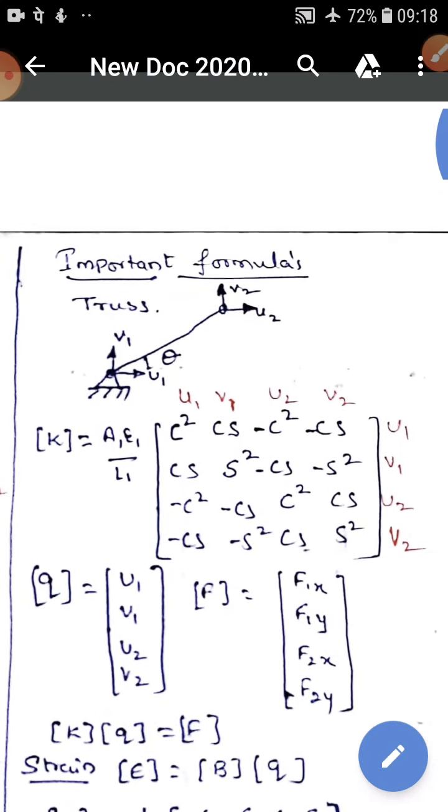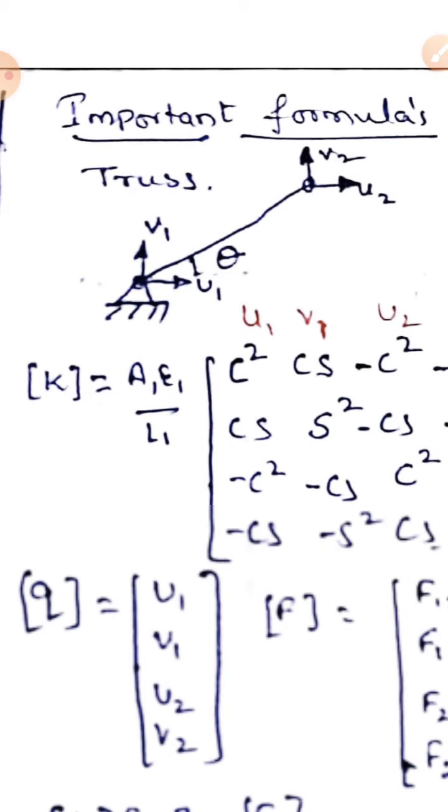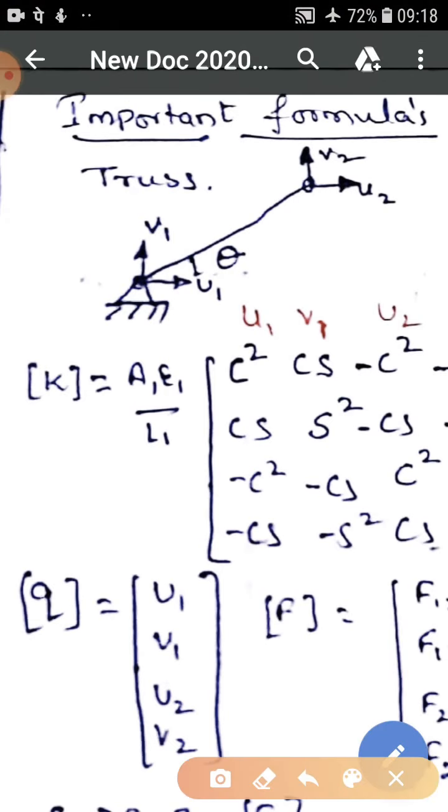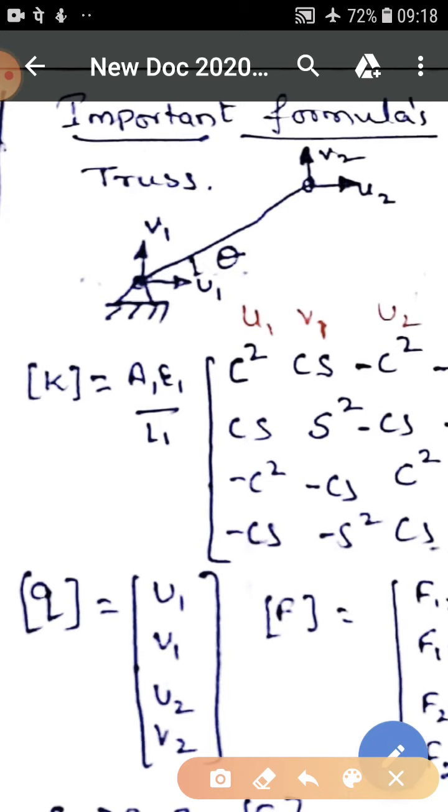What is theta? See this very carefully. Remember it. Theta is the angle made by that element at its local node 1, measured in counterclockwise direction. See here, this is the element, and for this element, local node 1 is this one. At this point, what is the angle made by this element when measured in counterclockwise direction? This is the definition of theta.